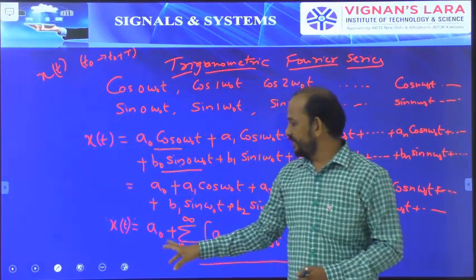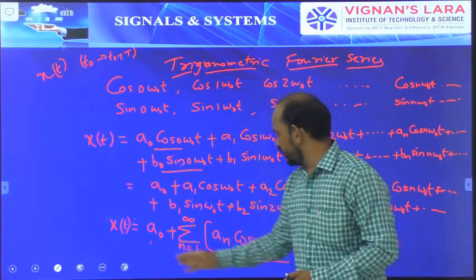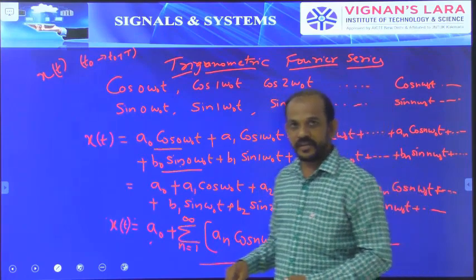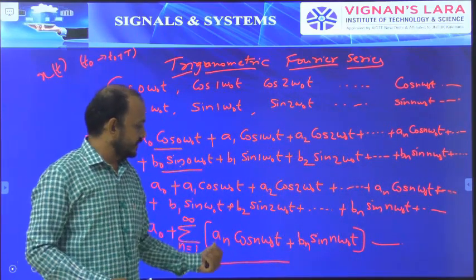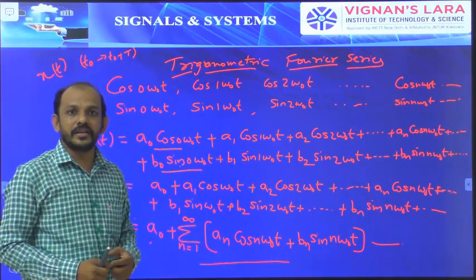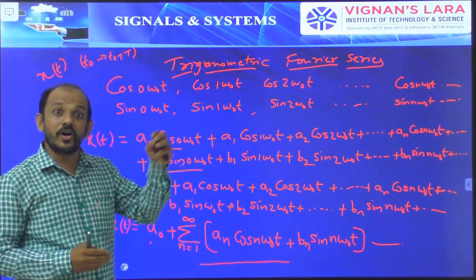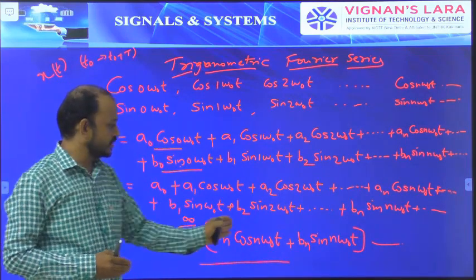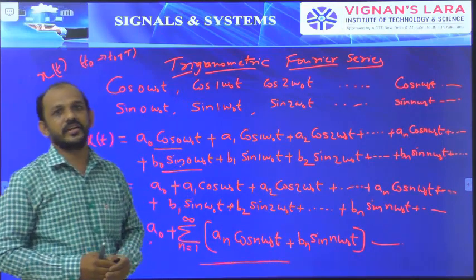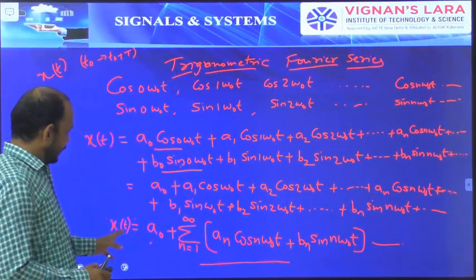And now we have to derive the constants in this equation. That is, we have to derive the equations of a naught, an and bn. So in the next part, we will go for deriving these values of a naught, an, bn. Those values will be derived from the concept of orthogonality. From the concept of orthogonality, we will derive the values of a naught, an, bn.